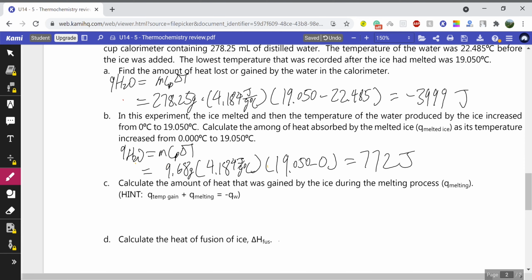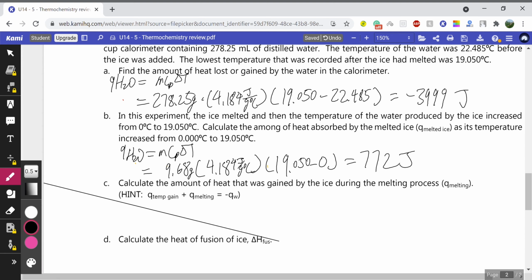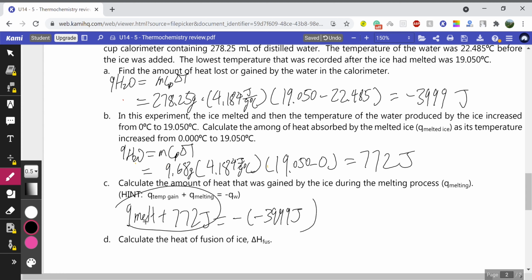So this time it's Q melting. So Q melt plus 772 J is equal to negative 3999 joules, because again Q of system is equal to negative Q of surrounding. So we negative the already negative 3999, which makes this a positive. So 3999 joules positive.